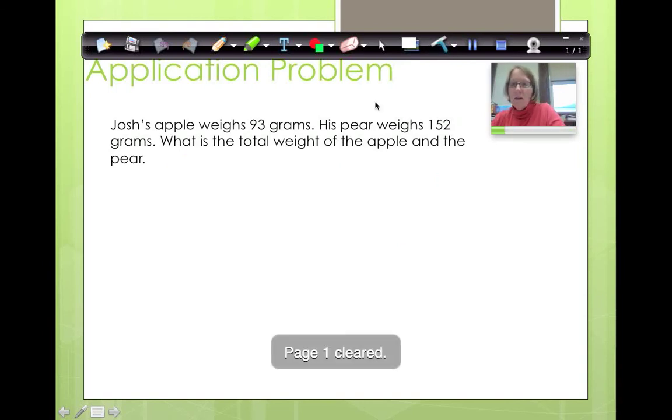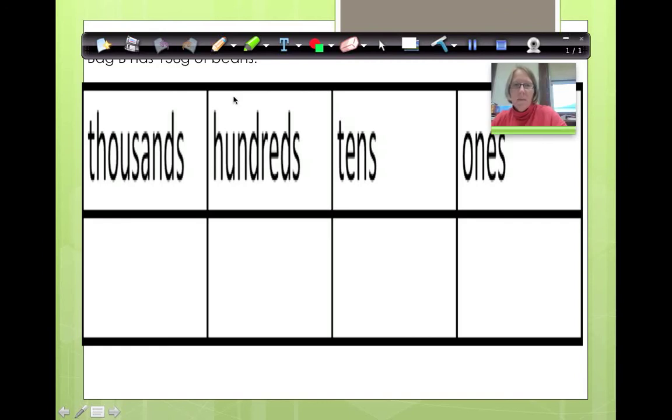Now, here is our problem, and I wrote the words up here and you can't see it because of this other application. So, here's what I can tell you. There are 2 bags of beans. Bag A has 266 grams of beans. Bag B has 158 grams. Now, we need to find out how many grams total both of the bags weigh.